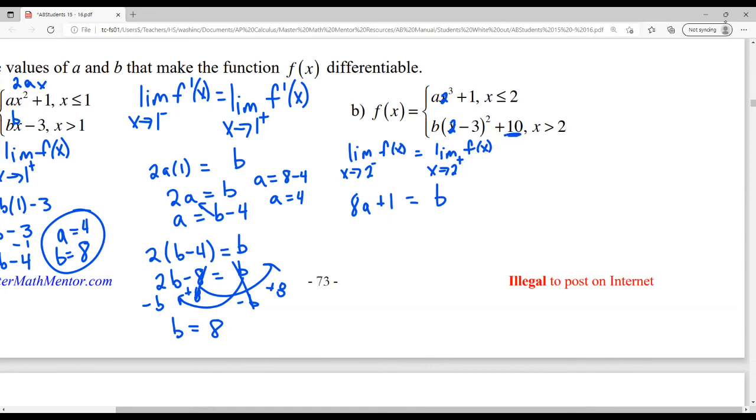Plus 10. I forgot the plus 10 part. B plus 10. All right, so 8a is equal to 1. We can solve for b, subtract 10 from both sides. So we get 8a minus 9 is equal to b.